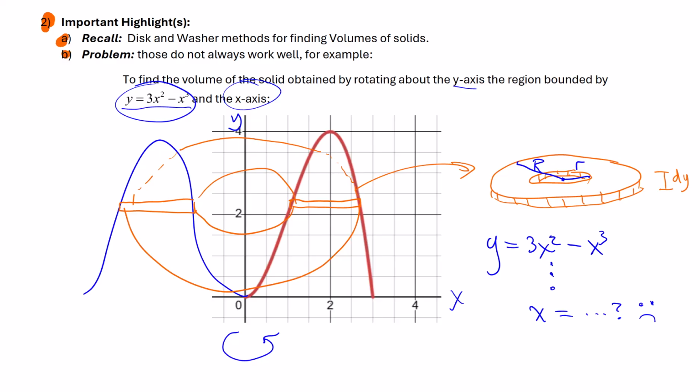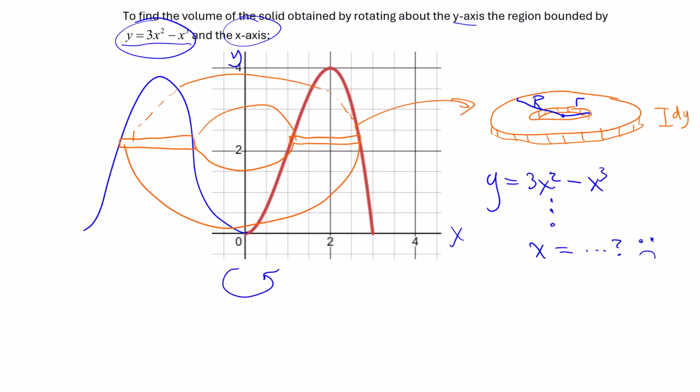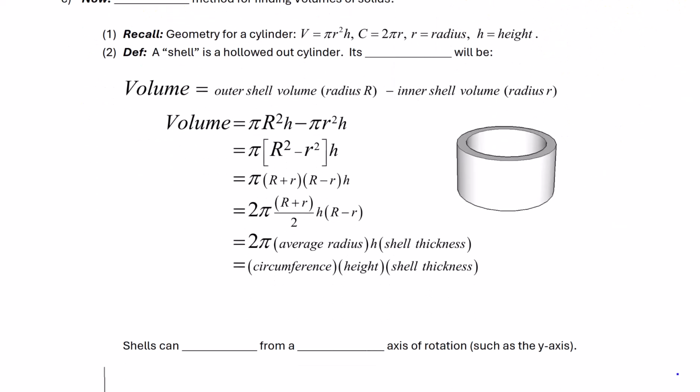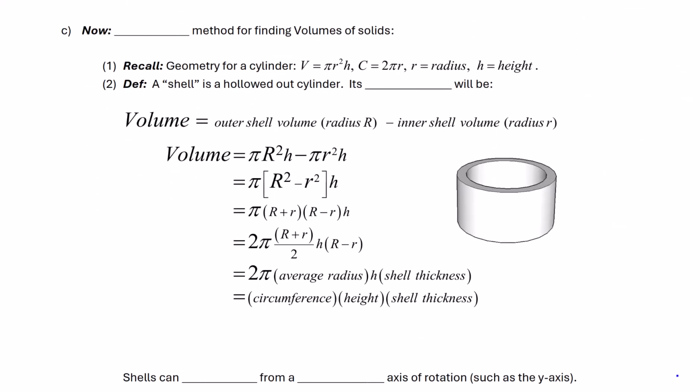So it necessarily would create these washers. We know how to find volumes of washers. The problem is, the process of doing it, which would involve setting up the integral, is going to involve solving our function for x, and that's not something we can do. So what we're going to do is now look at another method that will allow us to handle things like this.